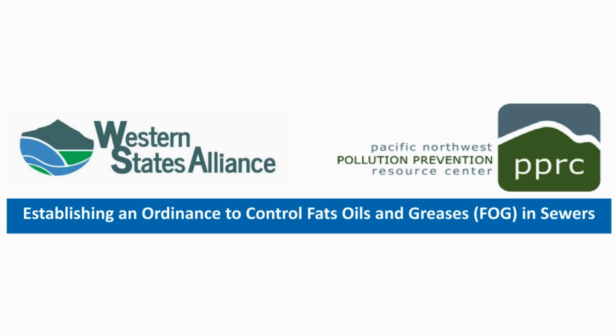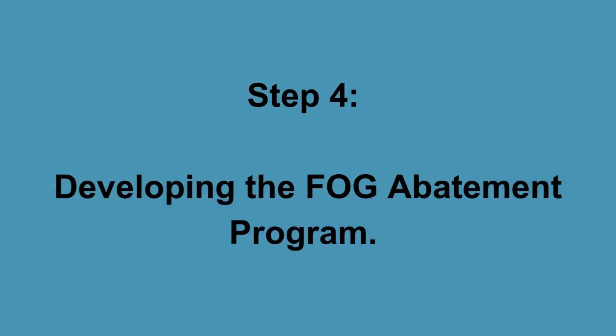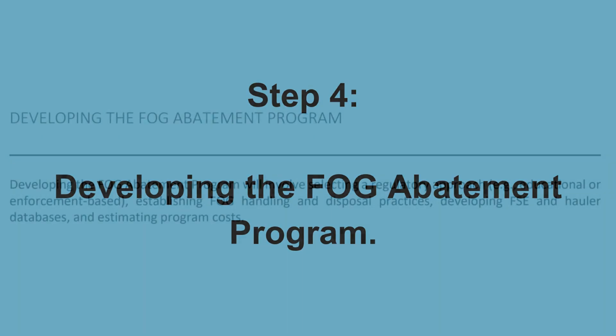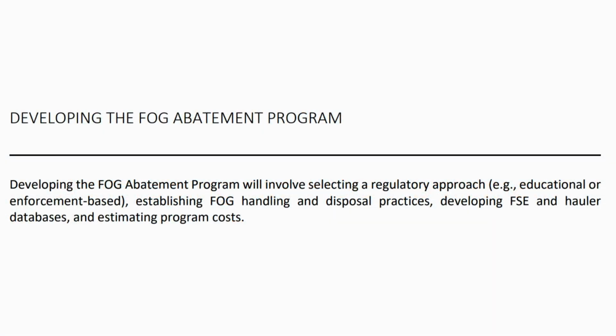View the fact sheet in English or Spanish. Step 4. Developing the fog abatement program. The overall program development includes selection of the approach for regulating facilities, e.g. permits, incentives, or education, establishing fog handling and disposal practices, developing a database, and establishing an operating budget.